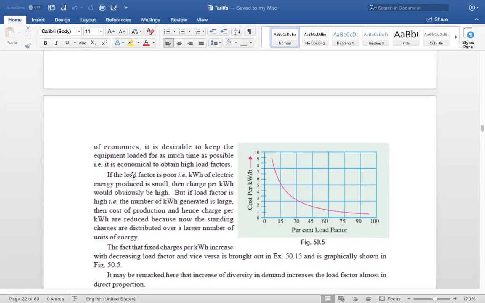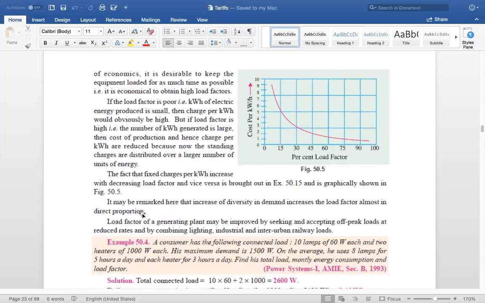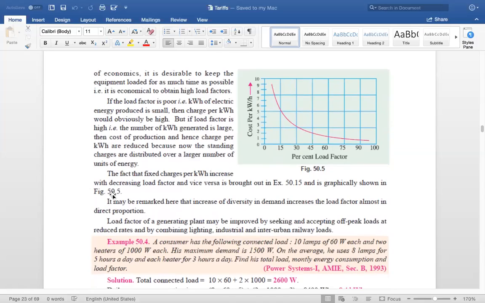So if the load factor is poor, i.e. the kilowatt hours of the electric energy produced is small, then the charge per kilowatt would obviously be high. Conversely, if the load factor is high, the number of kilowatt hours generated is large, then the cost of production and hence the charge per kilowatt are reduced. So the fixed charges per kilowatt hour increase with decrease in load factor and vice versa.